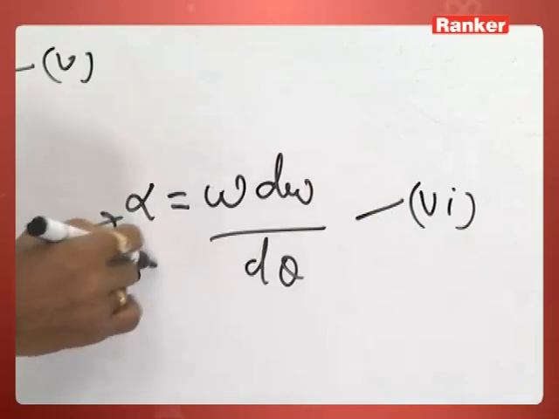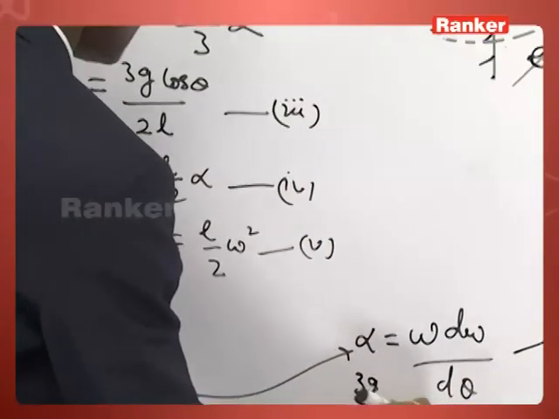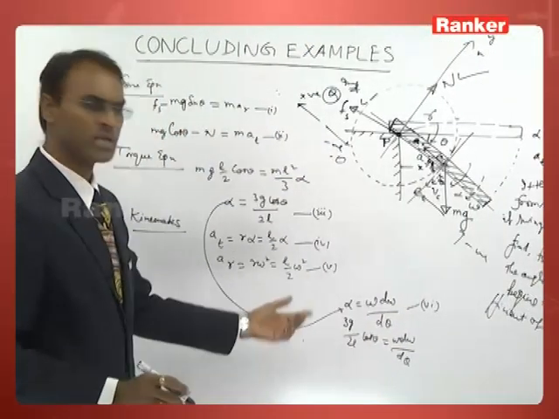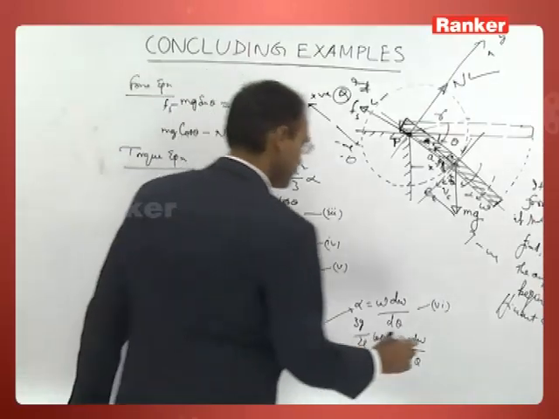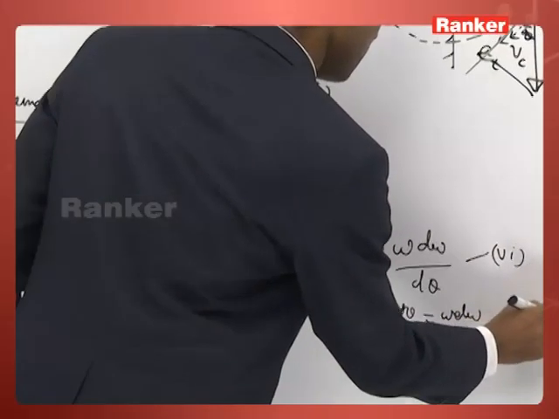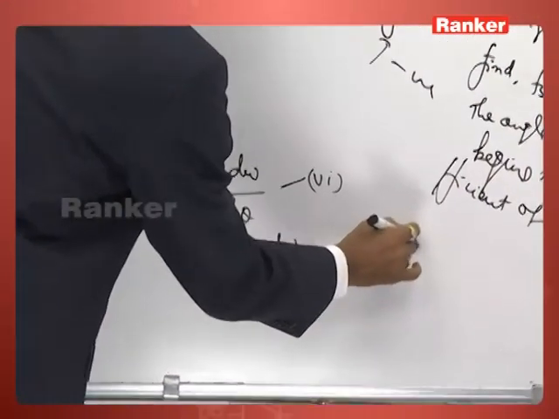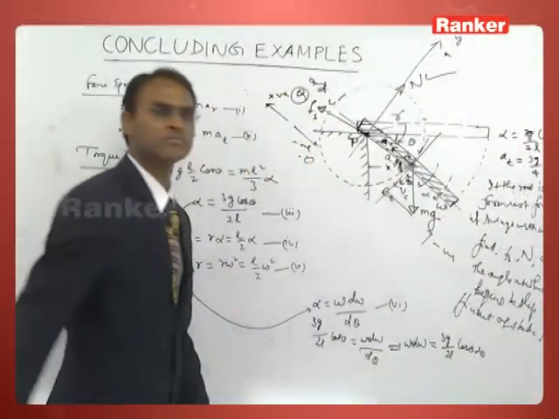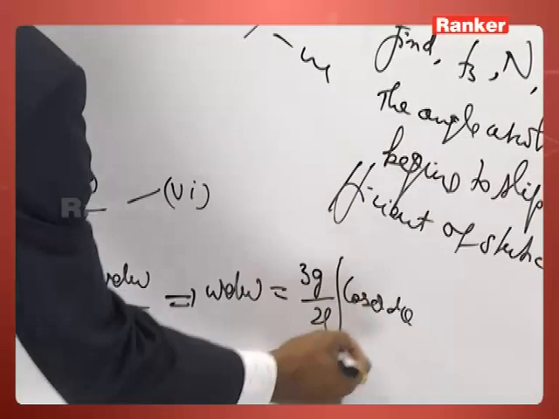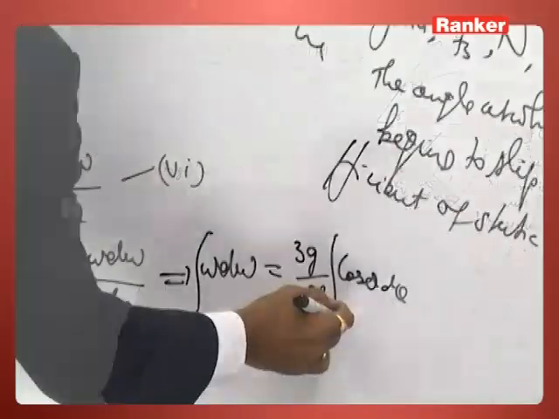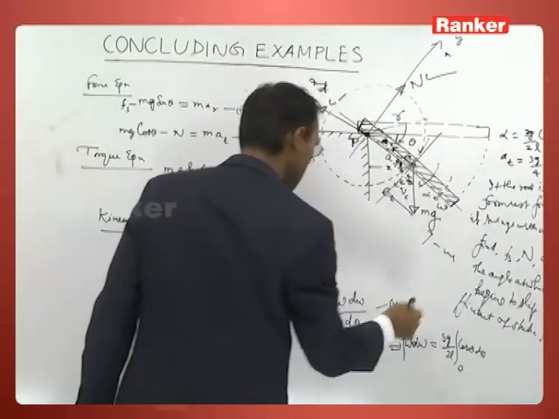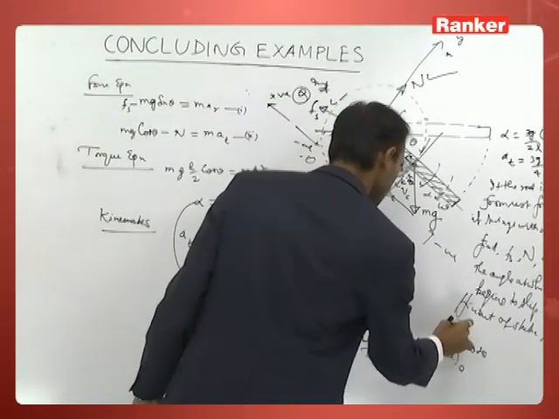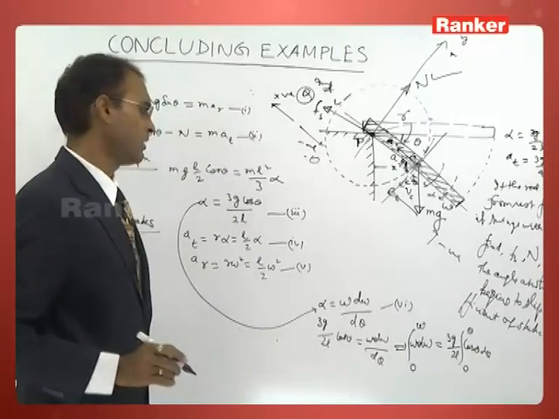So, substituting alpha here, 3g by 2l cos theta, we are getting omega d omega by d theta. By the separation of variable method and integrating both sides, we can get omega as a function of theta. By separating the variable, we can write omega d omega is equal to 3g by 2l cos theta d theta. Now, integrate both sides. When the rod was horizontal, theta was 0. At that time it was at rest, therefore omega was 0. When it swings through an angle theta, its angular velocity will be omega.